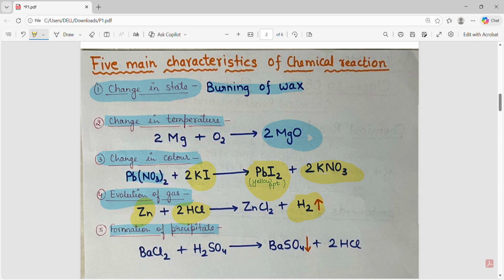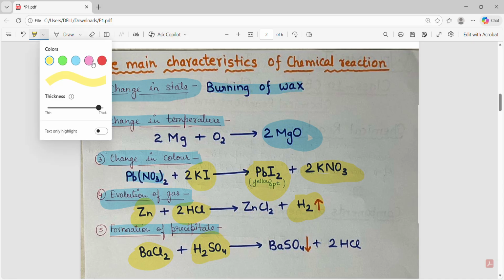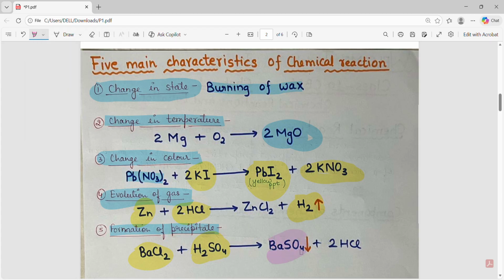Now moving towards the last topic, that is precipitate formation. Barium chloride as a solution, transparent solution. Sulfuric acid is also a light yellowish color solution, and when we are going to mix both of them together, they will give you the precipitate of barium sulfate. I'm highlighting with a pink color, and HCl gas is going to produce over there, HCl liquid. Okay, so these are the things which are demonstrating that a chemical reaction is occurring.